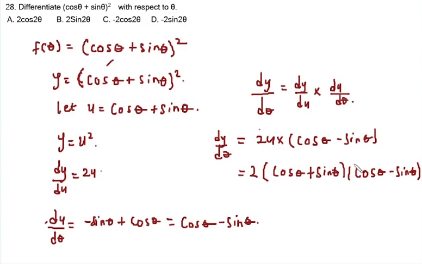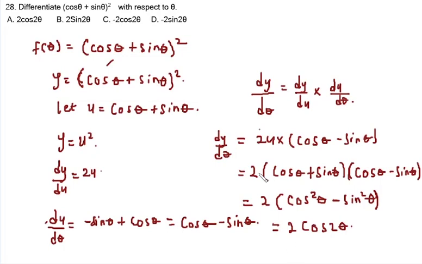If you look at these two brackets, this is a difference of two squares. Simplifying this, you have 2 times (cos squared theta minus sine squared theta). This is a trig identity, which can be written as 2 cos 2 theta. So the answer to this problem is A. Let's move on to the next question.